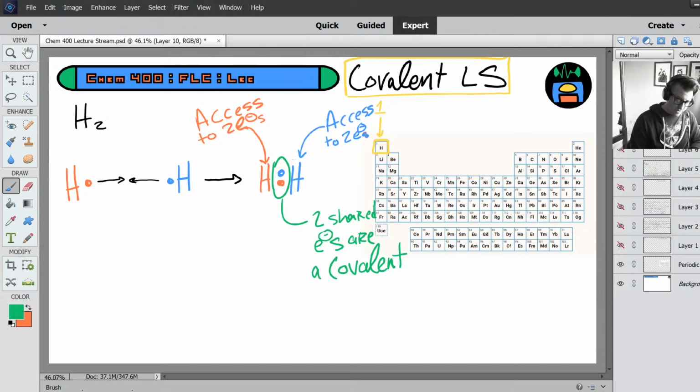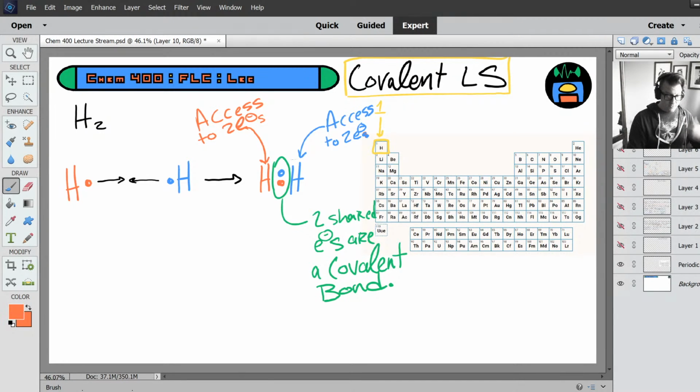These are a covalent bond. All right? That is what a covalent bond is. It's two electrons being shared as one nucleus. And it's never depicted as two dots in between two atoms.